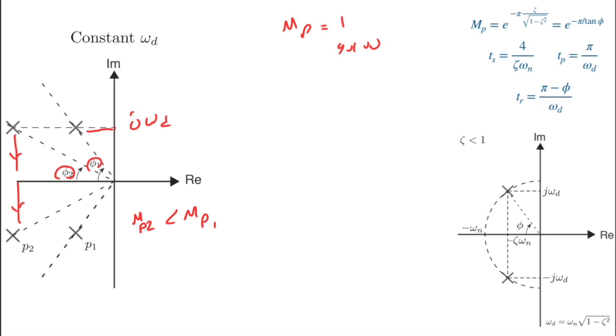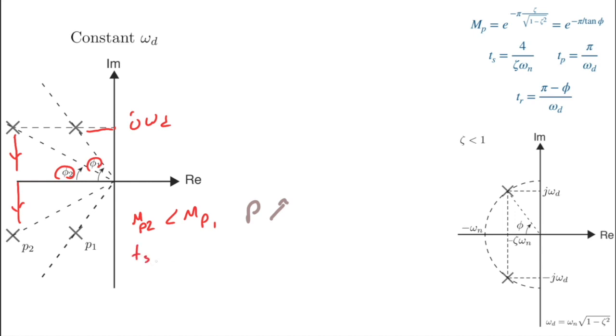So in that respect, if you keep omega d constant and move your pole away from the imaginary axis, you drop the overshoot. And in terms of good performance, this is nice. We have a performance improvement. That's great. The story is the same with the settling time.